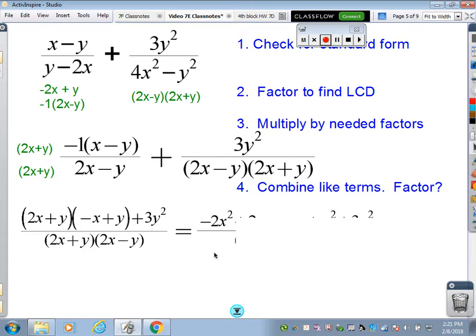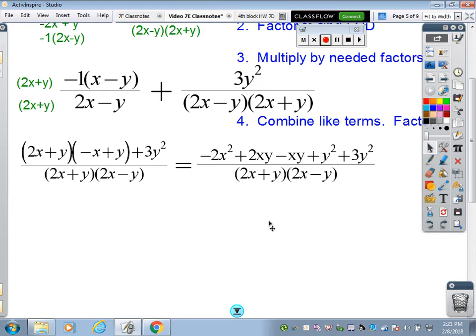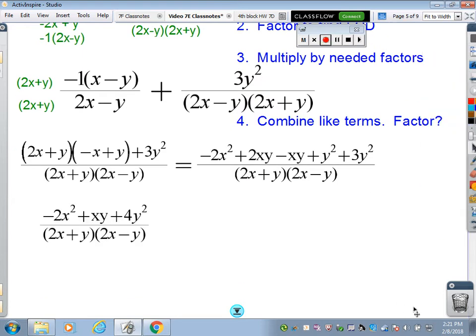So that's what I did in this. So I FOILed, and then plus my 3y squared that was already there. All right, I'm going to start to combine like terms. All right, so the 2xy minus xy just gives me xy, and the 1y squared plus 3y squared gives me 4y squared.